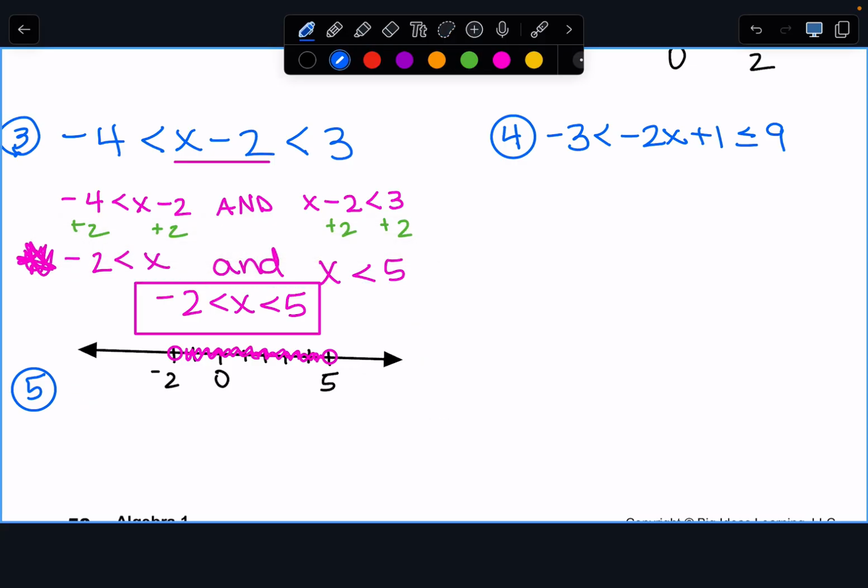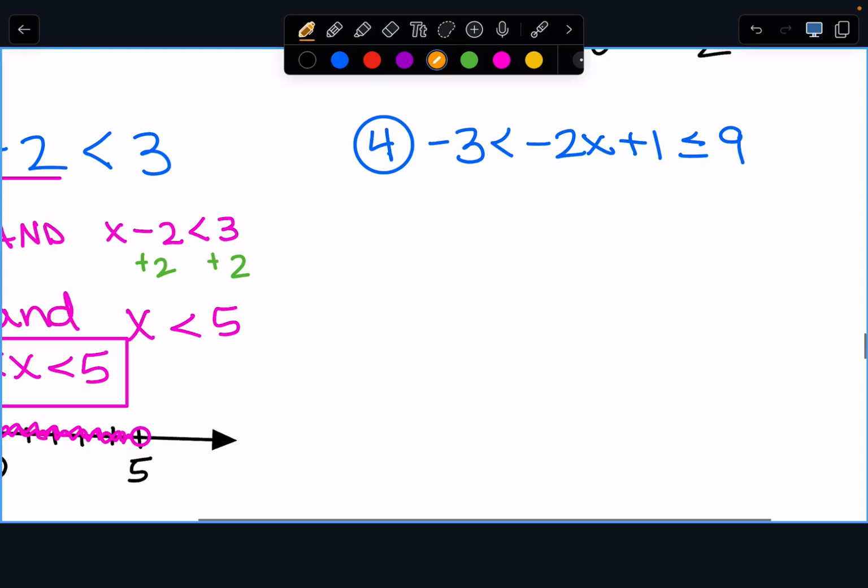Is this an and or an or? It's an and. This is -3 is less than -2x plus 1 and -2x plus 1 is less than or equal to 9. When it's written as a sandwich and there is algebra that we need to do, I need you to rewrite it to the 2 inequalities so you have 2 sides to balance out. Okay?